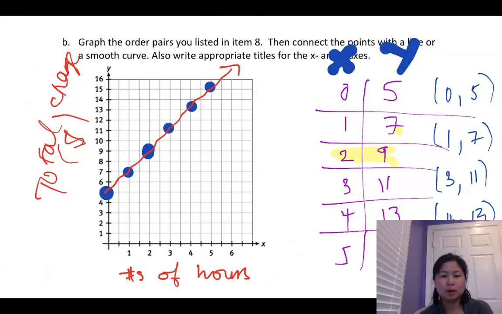So these are the three things that we're going to focus on today. You're going to create a table, you're going to write the equation, and then you're going to graph the problem using the table.